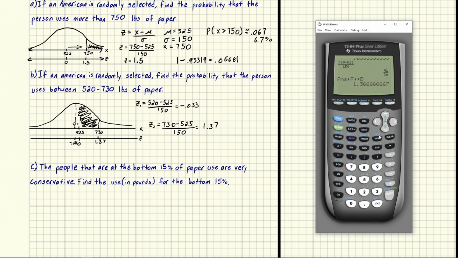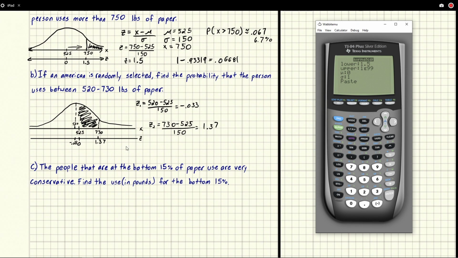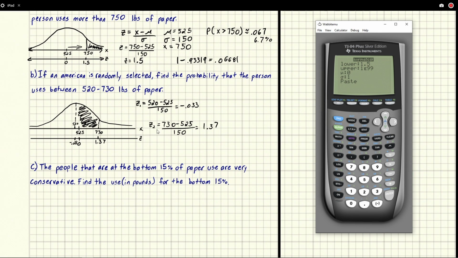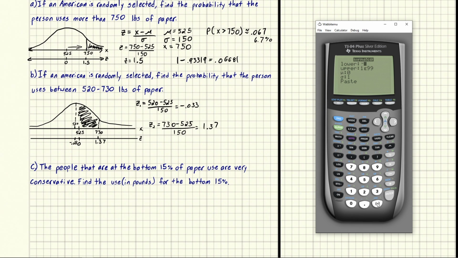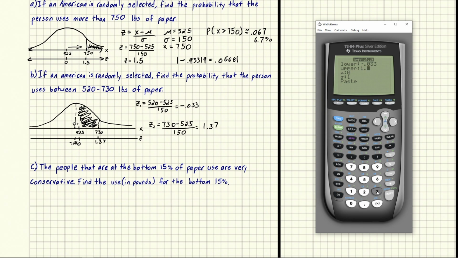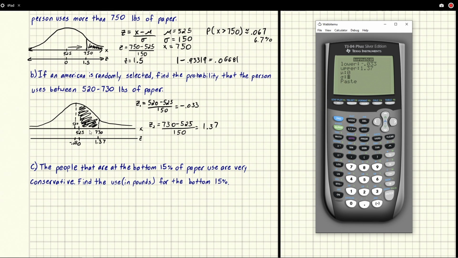So we're going to go to the distribution menu again. We're going to go second distribution and then normal CDF. And this time we have two clear values. You could use X values and the actual mean and standard deviation, and it will give you the same exact answer. I'm just going to do the z-score version. So we're starting with a lower value of negative 0.033. Our upper value is positive 1.37. Our mean is 0, and our standard deviation is 1 because we're using z-scores.